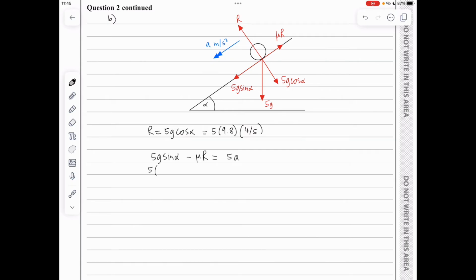So 5 times 9.8 times 3 over 5 minus mu, which we have been given this to be 0.5, times r, which is 5 times 9.8 times 4 over 5 is equal to 5a. And therefore we get that 49 over 5 is 5a, which means that a is 49 over 25, which is 1.96 meters per square second.